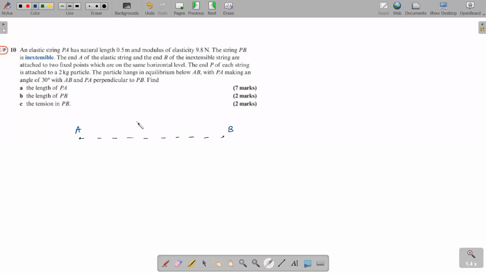Do you see what's happening here? At this point P, PA and PB are perpendicular, and they say the angle that you make here is 30 degrees. So let's draw it. There's a 30 degree angle over here, this is the 30 degree string. Over here you have your particle of mass 2 kilograms, and on the other side you have the other string.